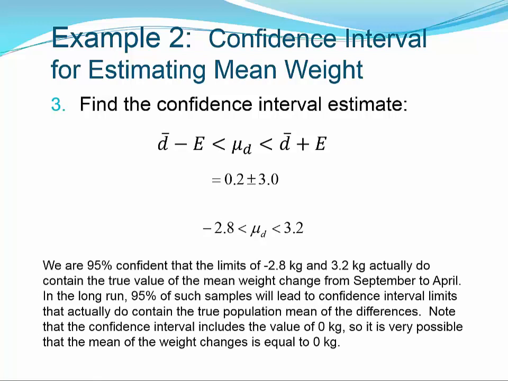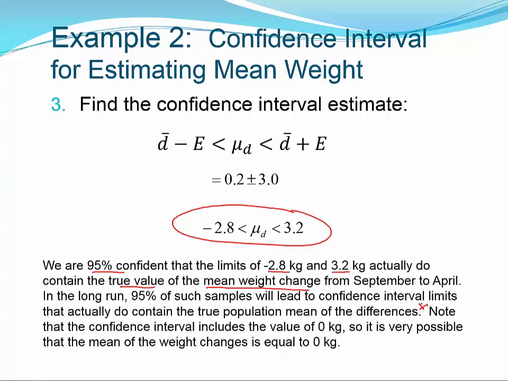Now the way that we interpret this particular interval is this. We are 95% confident that the limits of negative 2.8 kilograms and 3.2 kilograms actually do contain the true value of the mean weight change from September to April. In the long run, 95% of such samples will lead to confidence interval limits that actually do contain the true population mean of the differences.